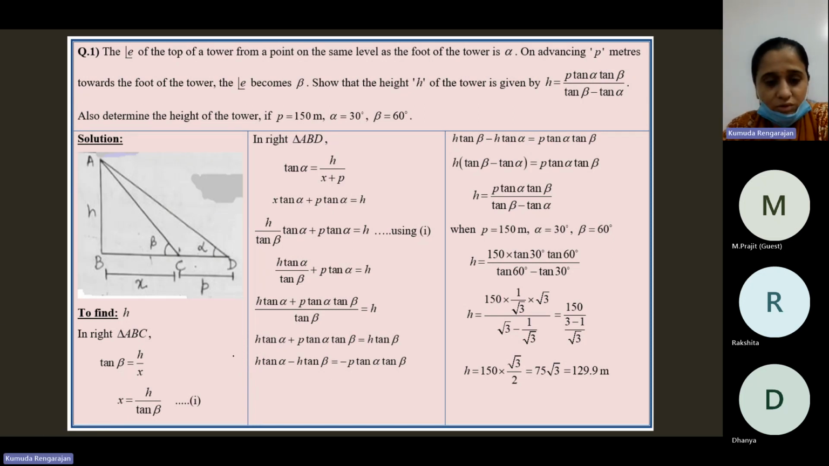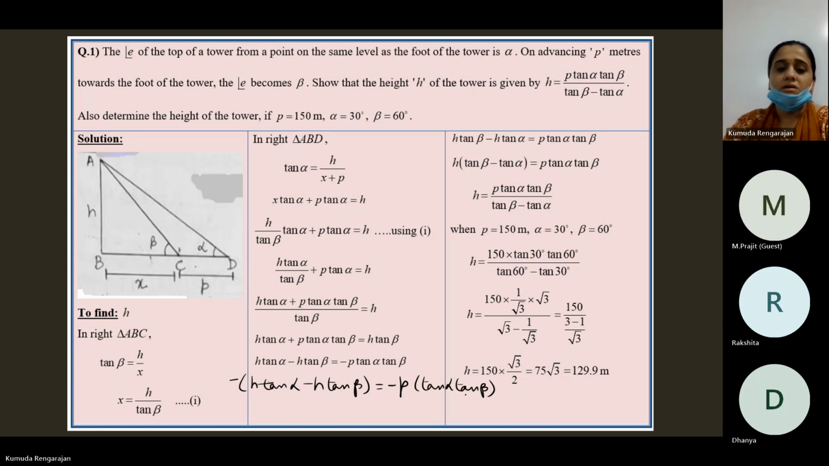I've multiplied. Okay, maybe I'll write it for you. We're just multiplying both the sides with a minus sign. Is equal to minus P into. So that's how we get the next step. And then take out h common and see, we got the result. You'll just get it like that without any effort.